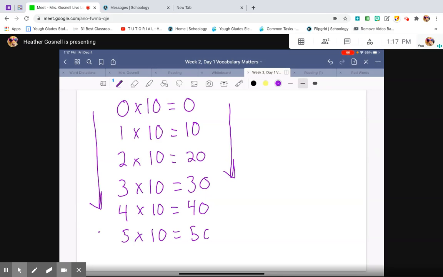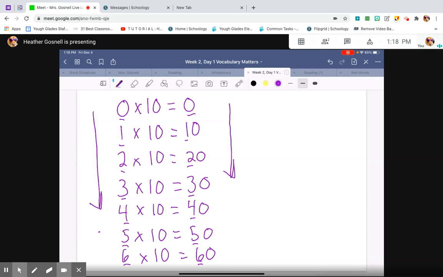Also notice my factor, my first factor here. Remember, factors are the numbers you're multiplying. Notice the factors here also show up in the product. The same number shows up in the product. So we can use patterns to find the product.